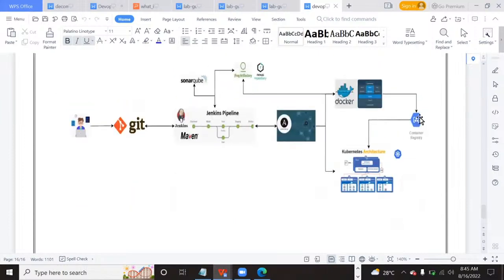Then from the container registry, the Kubernetes architecture will look up the images and deploy them in its cluster, a cluster with the master and then the worker nodes, in a master-slave architecture with replication. Got it? This is the overview of how we will do it here. Got it, right?